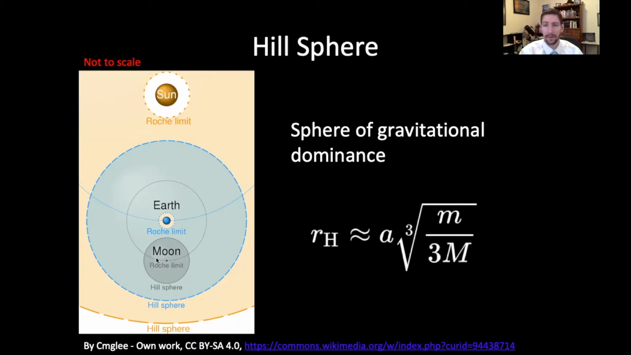We're not going to derive this equation for the Hill radius or the radius of the Hill sphere, but we can apply it as well. So to find the Earth's Hill radius, for example, we would multiply A, the Earth's semi-major axis, or its mean distance from the sun, by the cubed root of the mass of the Earth over 3 times the mass of the sun.